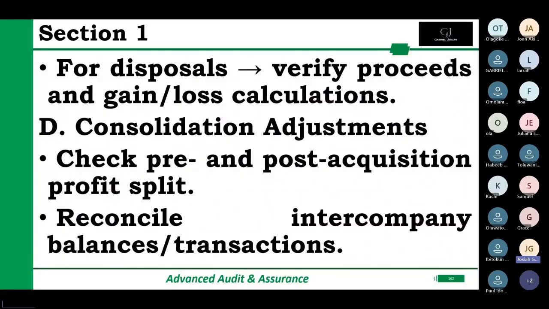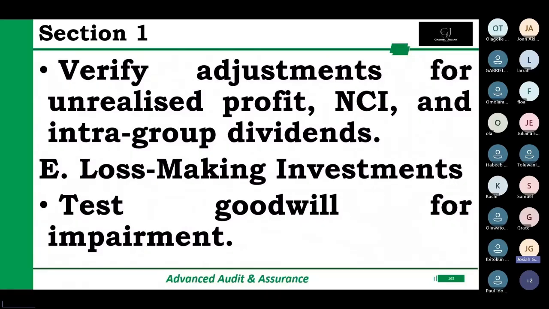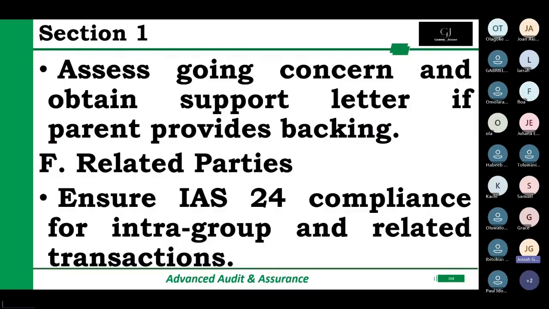Also reconciling intercompany balances and transactions needs to be fostered by management and confirmed by the group auditor. He also needs to verify adjustments for unrealized profits, non-controlling interest, and intergroup dividends. He needs to confirm this. Also, loss-making investments or even subsidiaries or joint ventures, he needs to test goodwill for impairment around this. He also needs to assess going concern, a very important and critical area, based on ISA 570, and obtain a support letter. If a parent is backing a critically threatened subsidiary or a component, he needs to get a support letter.